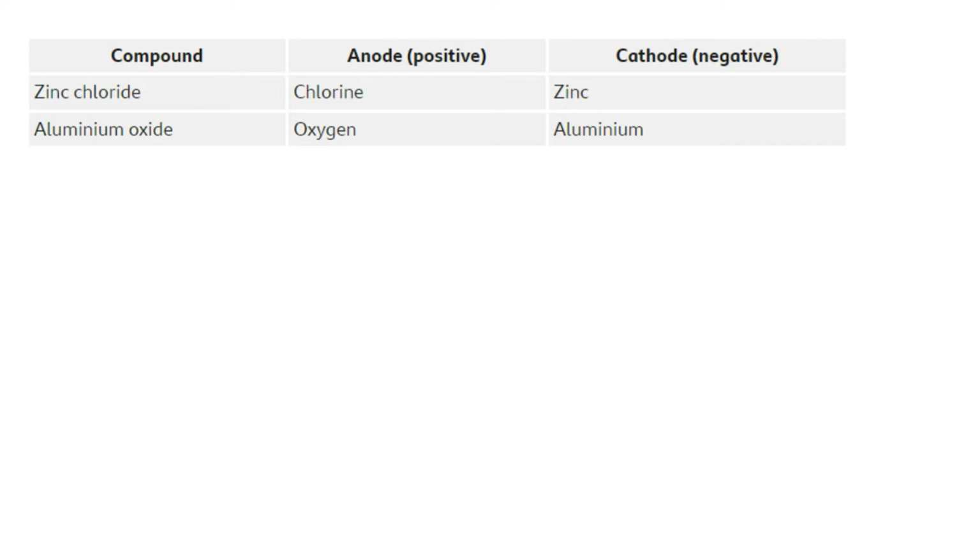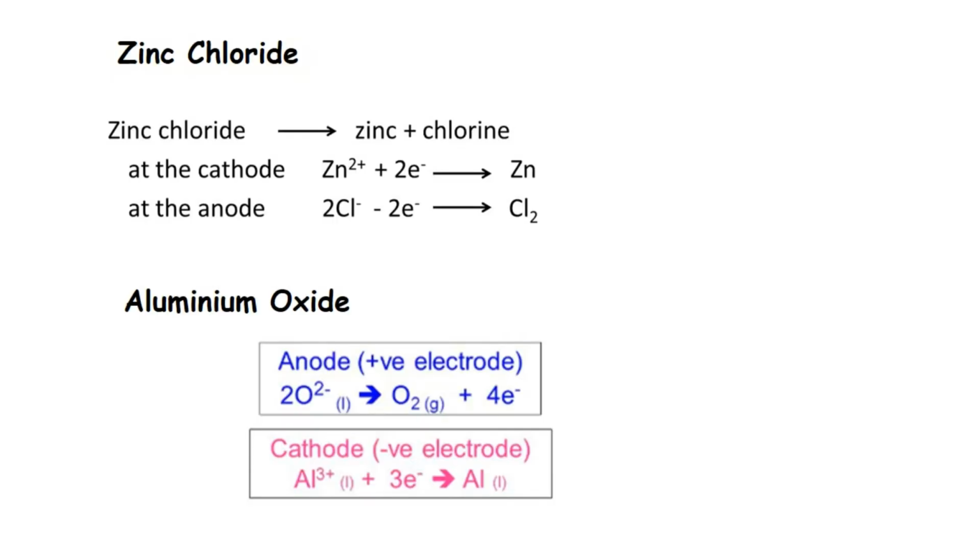So this is how: zinc chloride, at the anode, chlorine; at the cathode, zinc. Aluminium oxide, at the anode, oxygen; at the cathode, aluminium. So metals form at the cathode, non-metals form at the anode. That's how. And the equations are shown here.